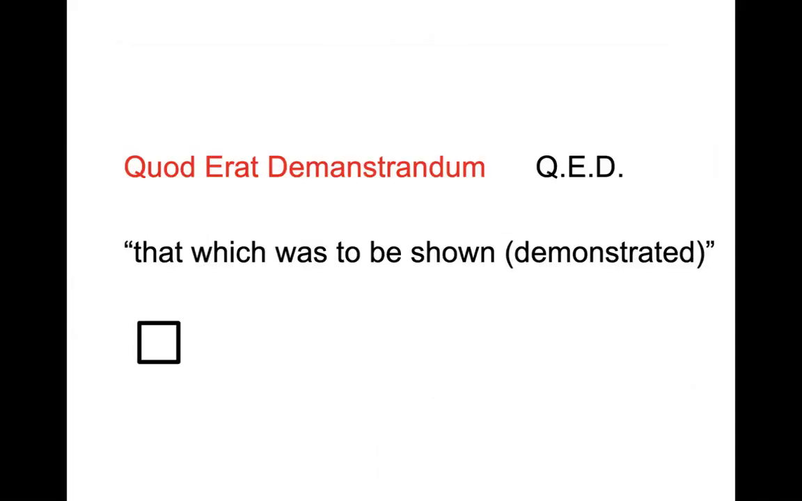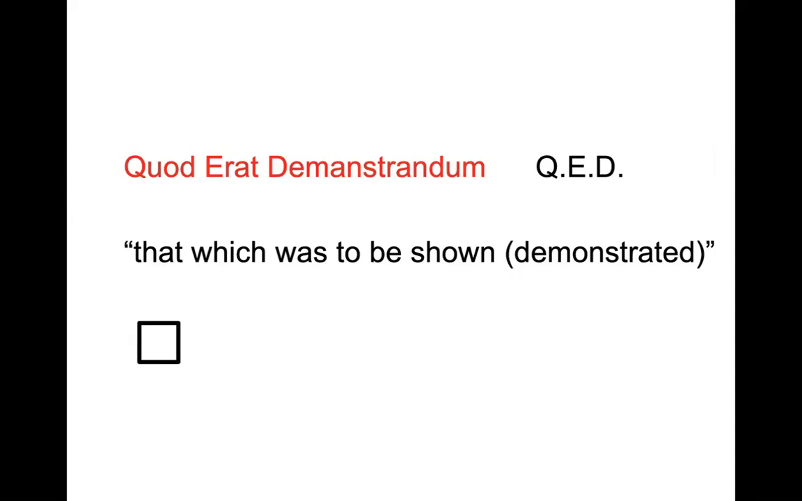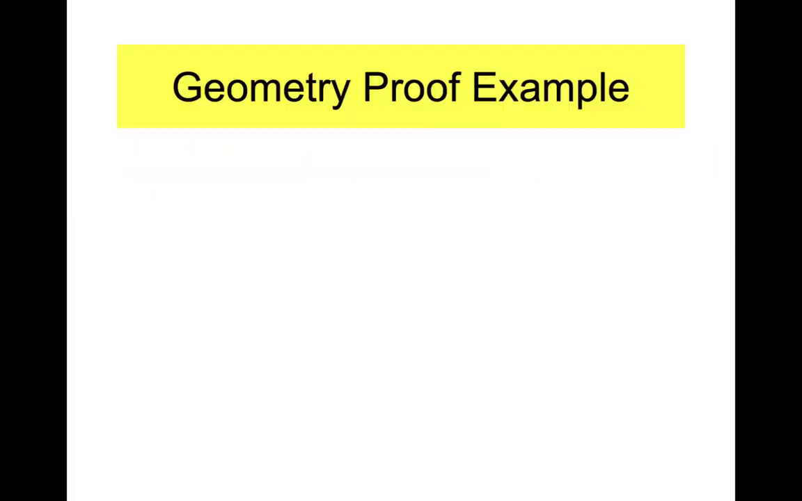Okay, so what does QED mean? It's Latin for quod erat demonstrandum, which means that which was to be shown. I was asked to show that if I give you 4x minus 5 is equal to -2, I can show that x is equal to 3/4, and I did that. So I can write QED. You can also put a square. Yay, we did our first proof.